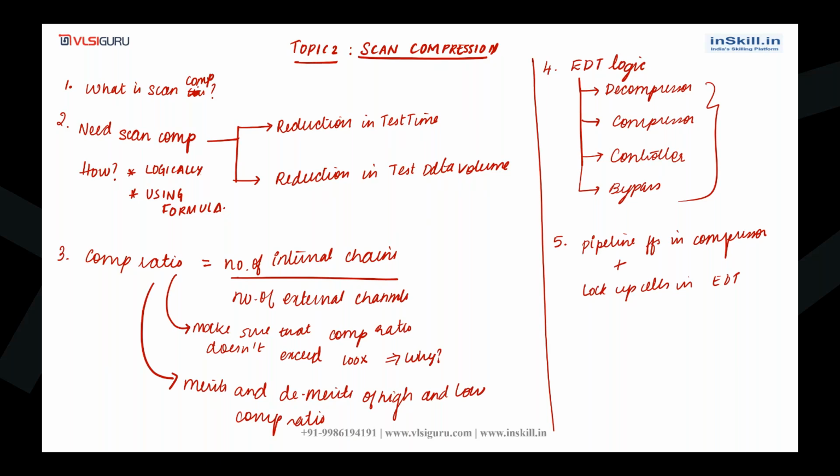Basically we'll be covering what scan compression is and the need for it, and we will also cover a quantity called compression ratio. The formula for compression ratio is the number of internal chains divided by the number of external channels. We usually make sure that the compression ratio doesn't exceed 100x. We will try to understand why, and also the merits and demerits of high and low compression ratio.